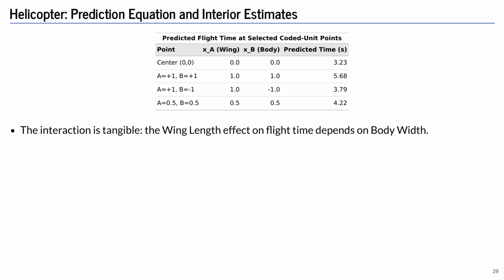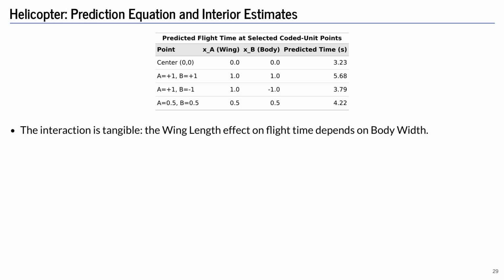Now compare the 2 high wing length points. When both wing length and body width are at their high levels, the predicted flight time is 5.68 seconds. When wing length is high but body width is low, the predicted time drops to 3.79 seconds. The difference is 1.89 seconds, nearly 2 full seconds of flight time, attributable entirely to the interaction. Body width on its own has no main effect in this model, but it dramatically modifies the effect of wing length. A long wing with a wide body flies much longer than a long wing with a narrow body.